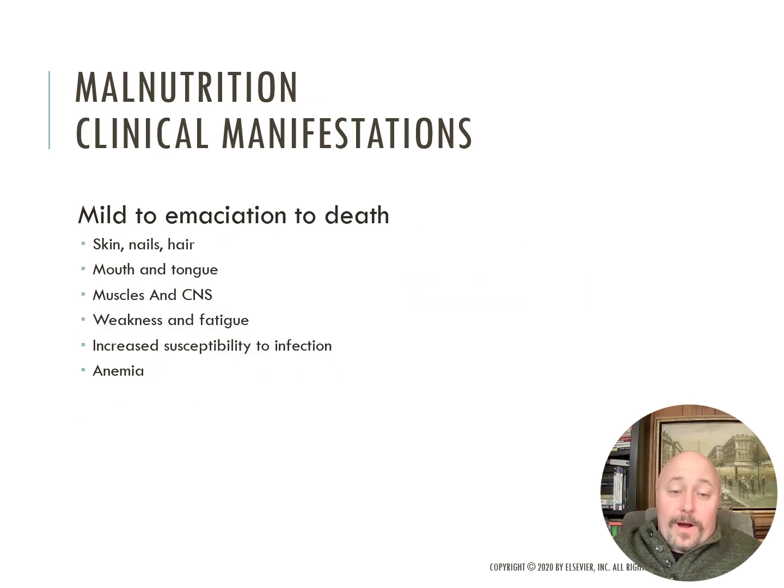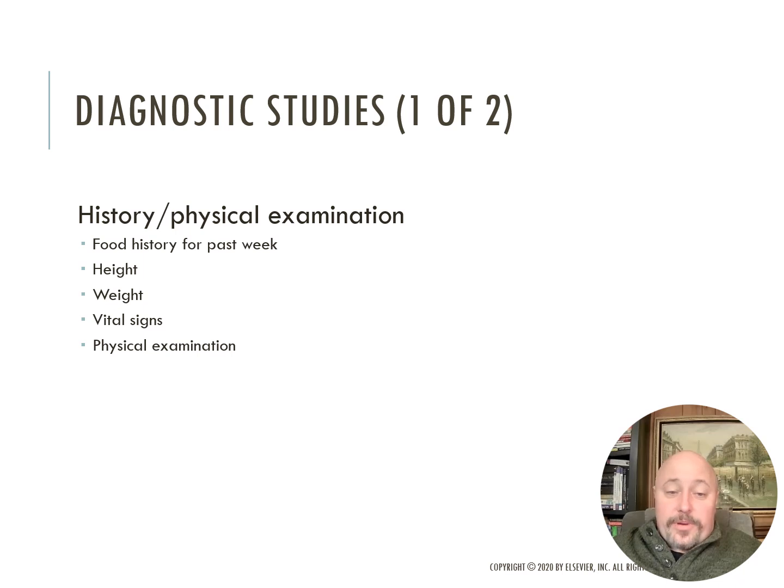Malnutrition progresses from mild to emaciation to death. The skin, nails, and hair will begin to appear dry and brittle. Mouth and tongue, muscles, and CNS changes, weakness, fatigue, and an increased susceptibility to infections, along with anemia. When assessing the patient, we should identify their food history for the past week, along with their height, weight, vital signs, and a thorough physical examination.